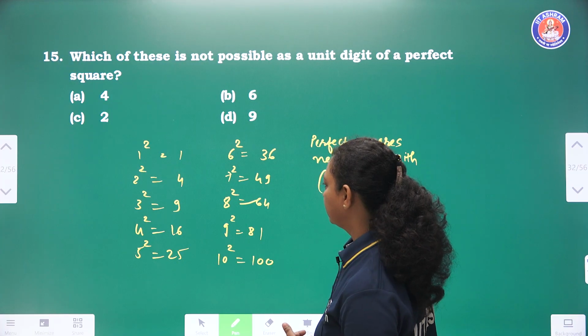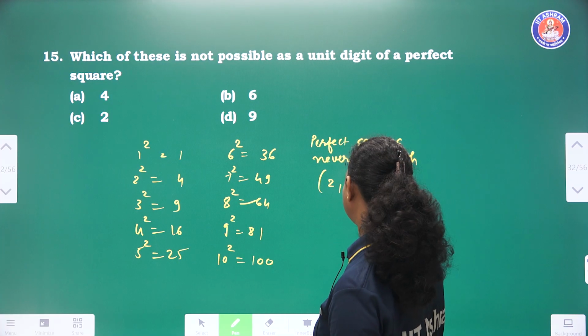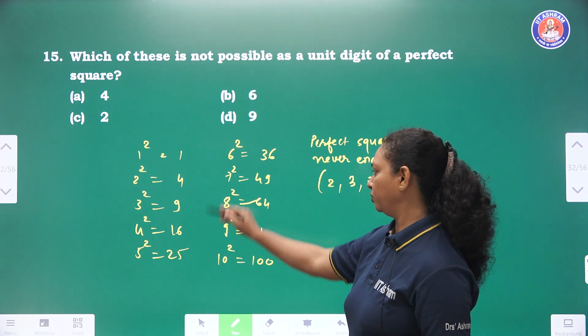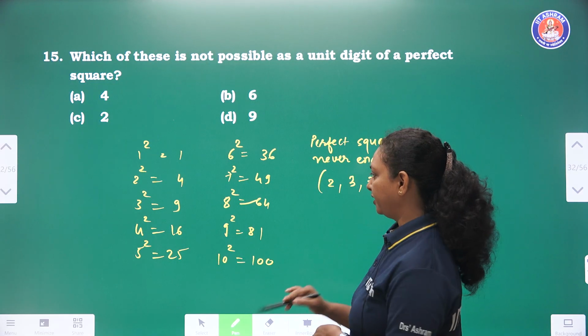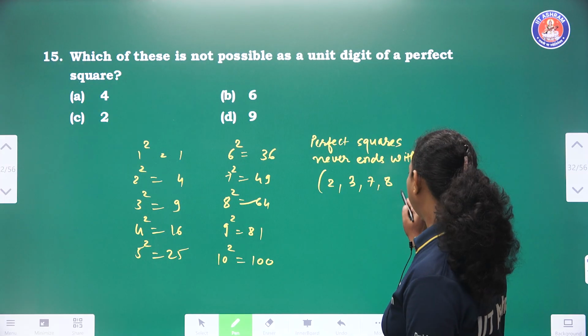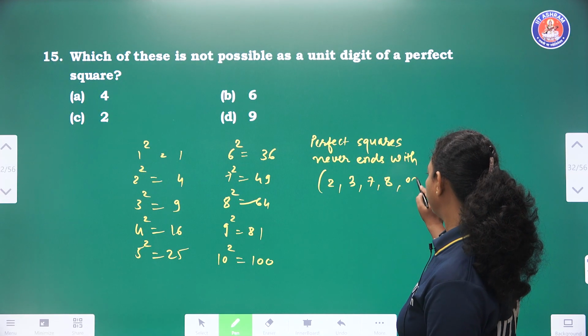7: no perfect square ends with 7. Does any perfect square number end with 8? No, so 8 is also not there. 9: yes, 3 square is 9 and 7 square is 49. And odd number of zeros.